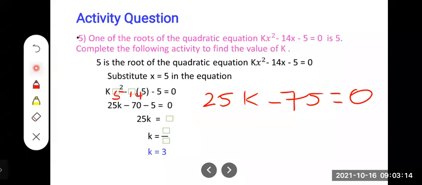So now 25k, you keep it this side. And this minus 75 will go to the other side. Okay, that means it comes to this box. So minus 75 comes to the other side. It will become plus 75. Clear, children? So in this box, I will get plus 75. Is it clear, children? Okay.